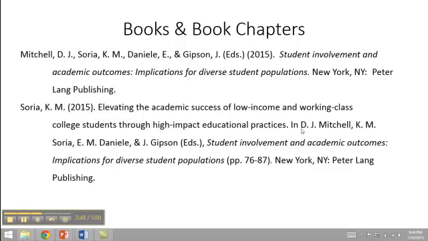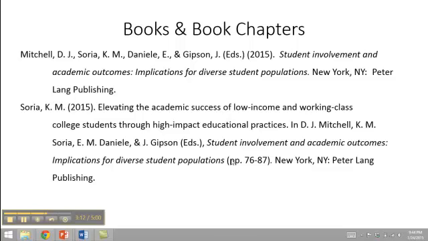Here we have the word in, and then we're citing this citation, and instead of having the author's last names first, we have the author's first initial and middle initial listed first. So in D.J. Mitchell, K.M. Soria, and so on. And then we note again that they're the editors, comma, then we have the title of the book, and then here we do have the page numbers.